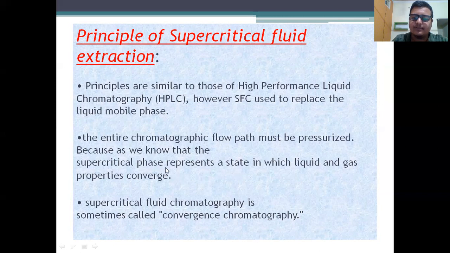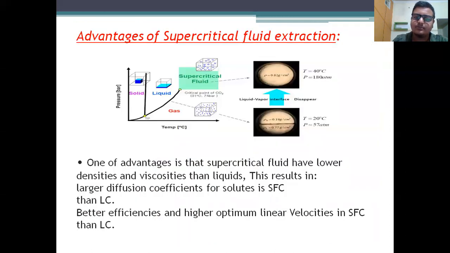So the supercritical fluid phase represents a state in which liquid and gas properties converge. So it is also known as convergence chromatography, which explains, as I said earlier, that the properties of gas and liquid converge. It has both the properties of gas and liquid. So supercritical fluid extraction is also known as convergence chromatography. Let us move on to the advantages of supercritical fluid extraction.